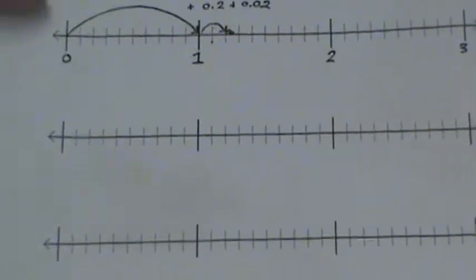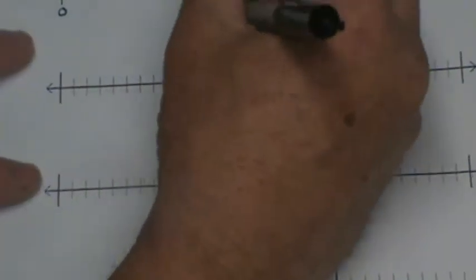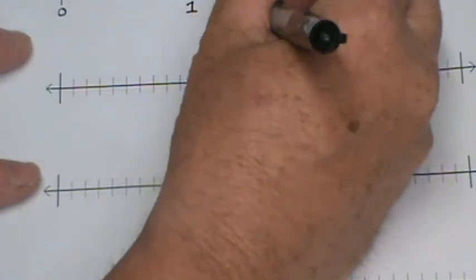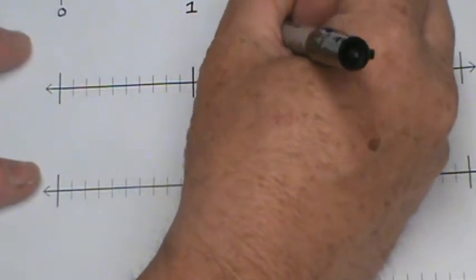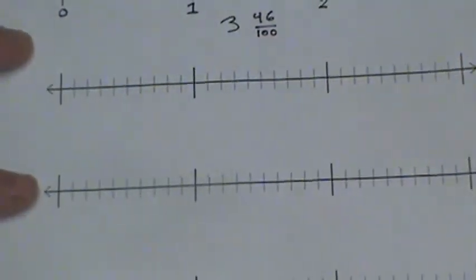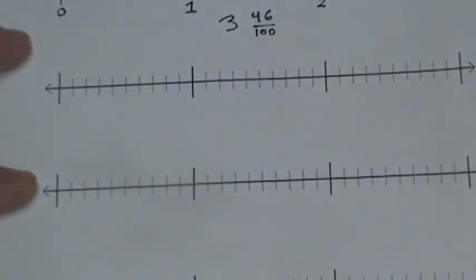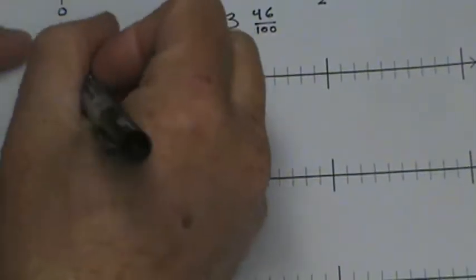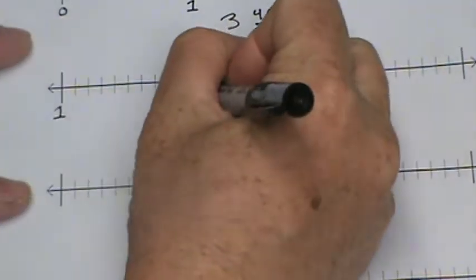Let's roll up to our next number line. What number does Eureka want us to do next? Let's find out. They want us to do 3 and 46 hundredths. But look, I only have 0, 1, 2, 3. That's not going to work. That's not going to help me out at all. So let's start out with 1, 2, 3, and 4.